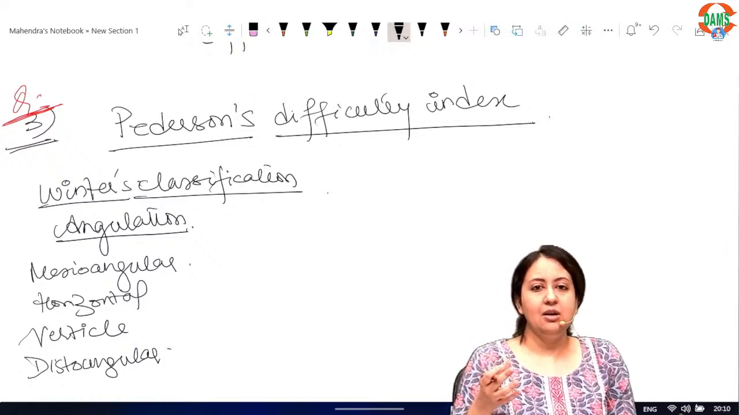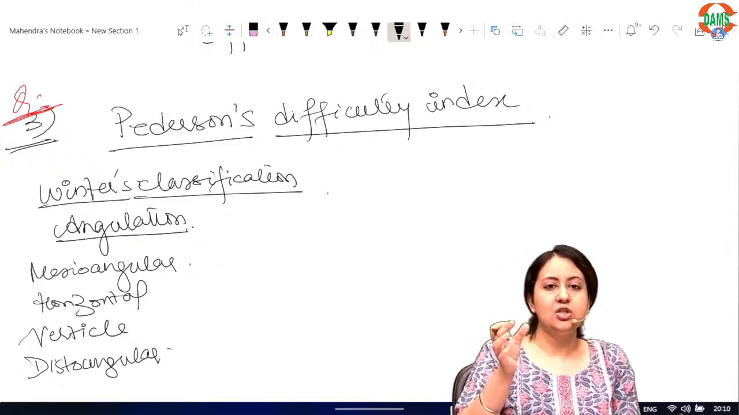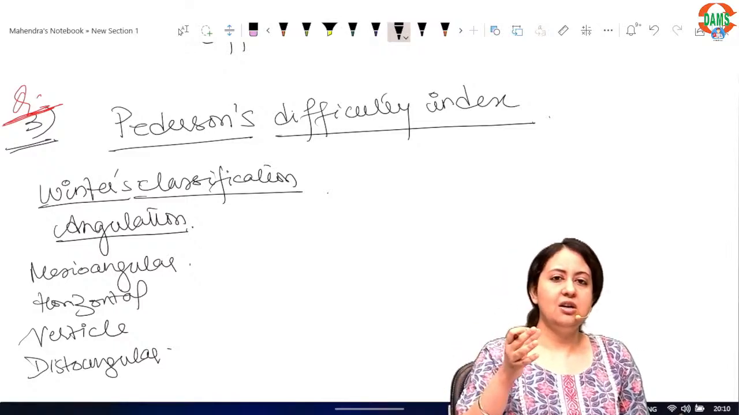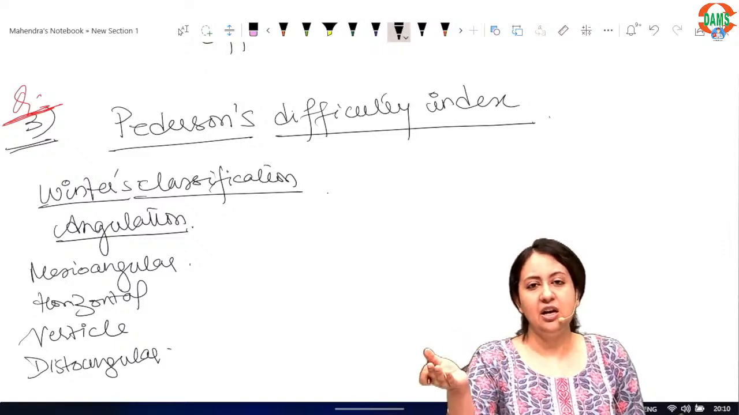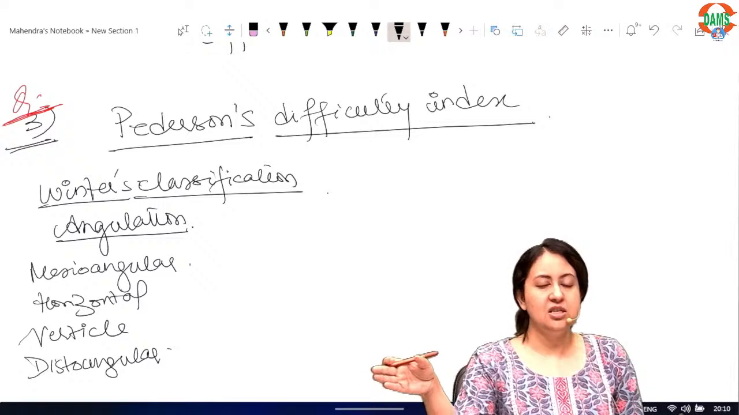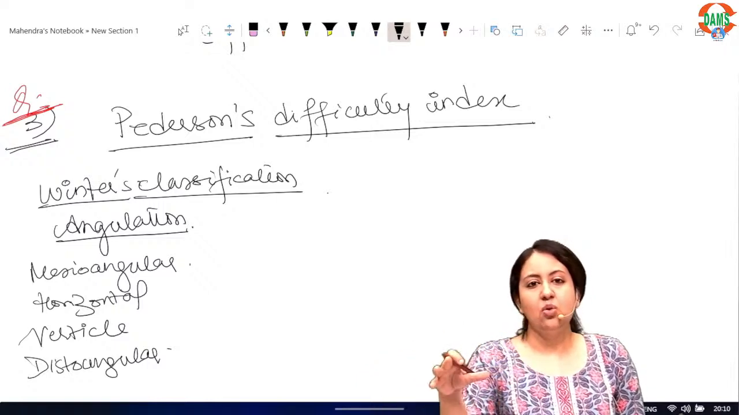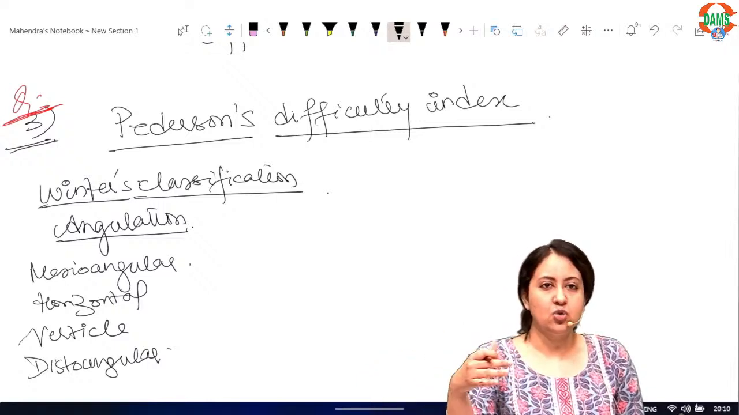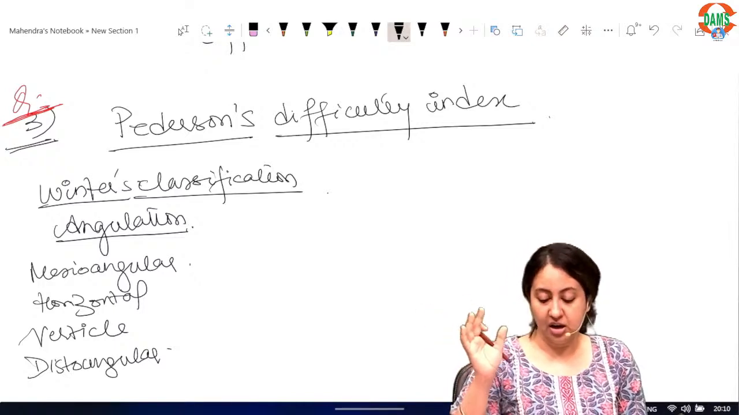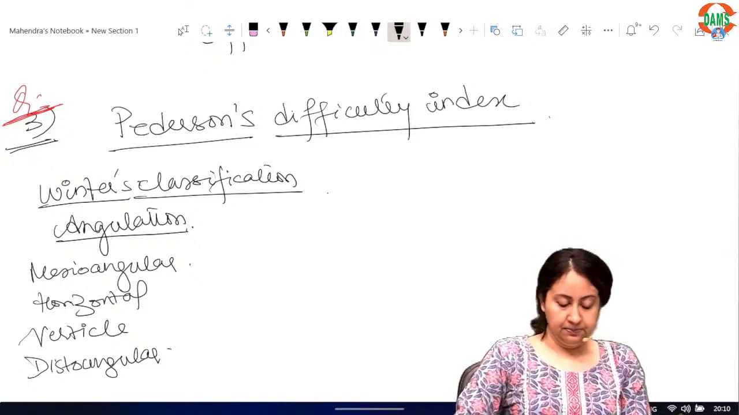He gave a scoring criteria. He said that Winter and Pell and Gregory gave a difficulty index, but they very vaguely mentioned that this is most difficult, this is easiest, but there is no scoring criteria. So what Pederson did is he combined both the systems and gave a scoring criteria. We will just now have a look at that.